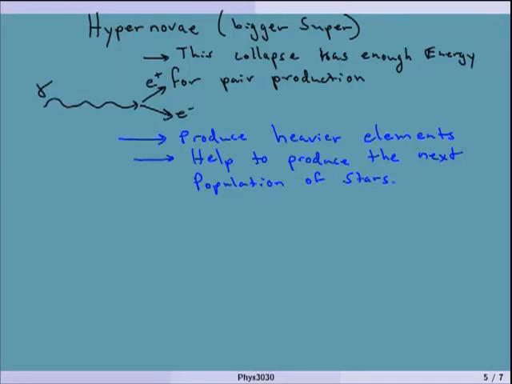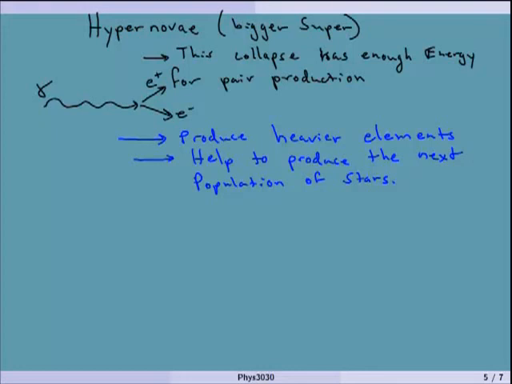Okay. And the idea is that the population 2 stars have a little bit heavier elements. Those heavier elements cool faster, so it doesn't take as much stuff to reach this critical Jeans mass for what it's made out of to collapse into a star. So we get smaller stars after this. And these hypernovae are just crazy big.